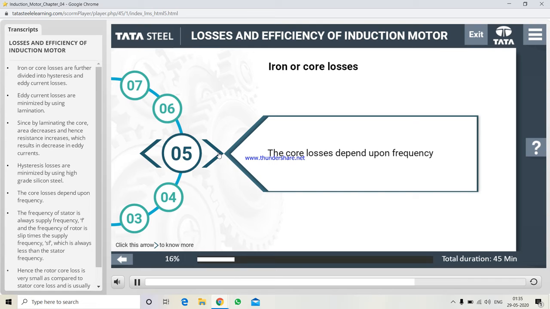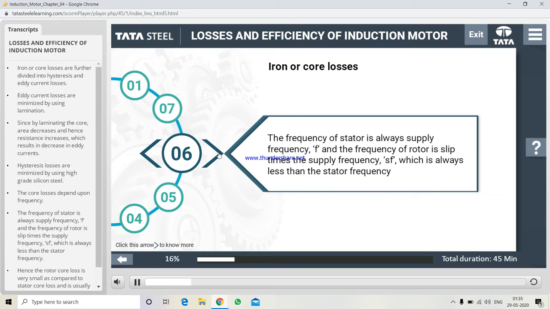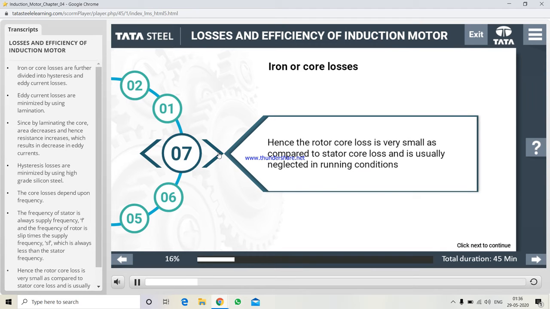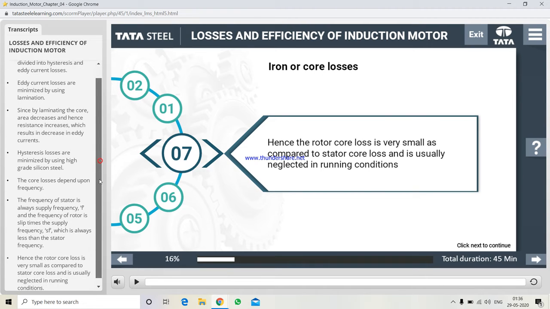The core losses depend upon frequency. The frequency of the stator is always the supply frequency, f, and the frequency of the rotor is slip times the supply frequency, sf, which is always less than the stator frequency. Hence, the rotor core loss is very small as compared to the stator core loss and is usually neglected in running conditions. Click Next to continue.